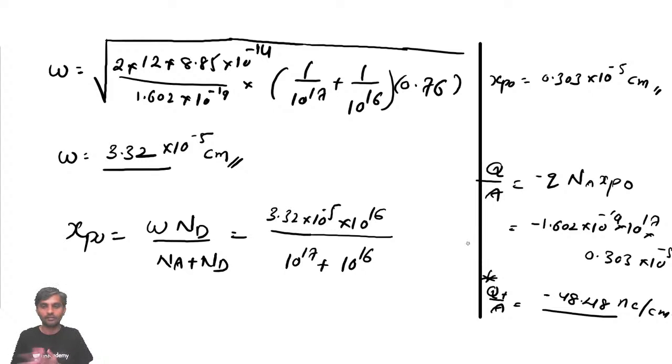So you are supposed to get minus 48.48 nanocoulombs per centimeter cube.